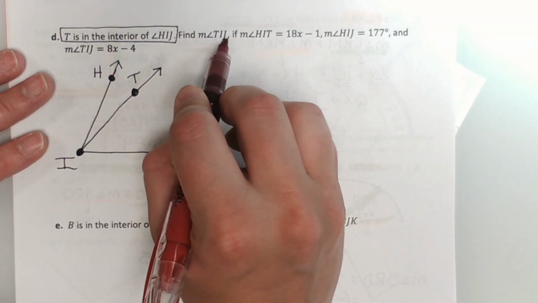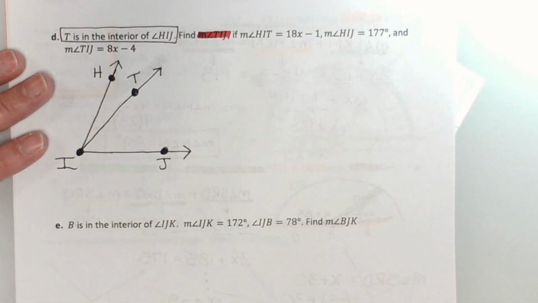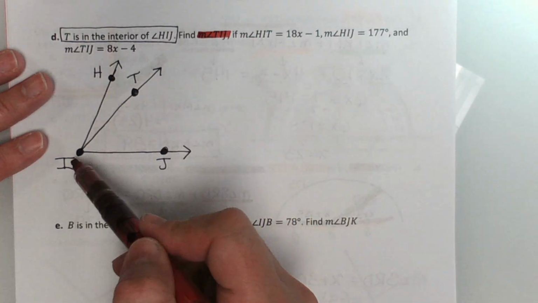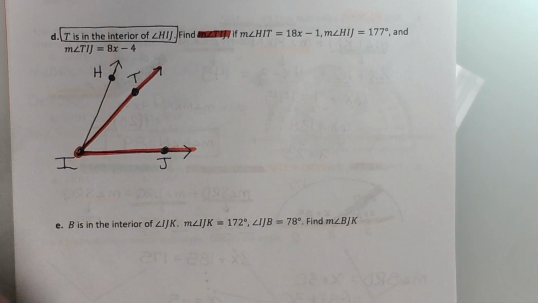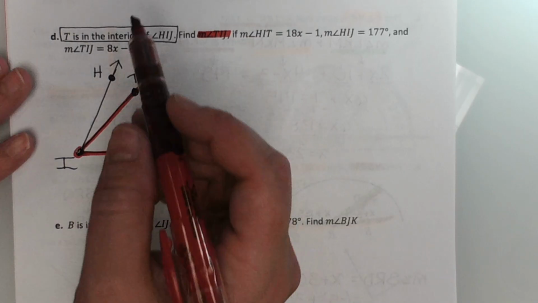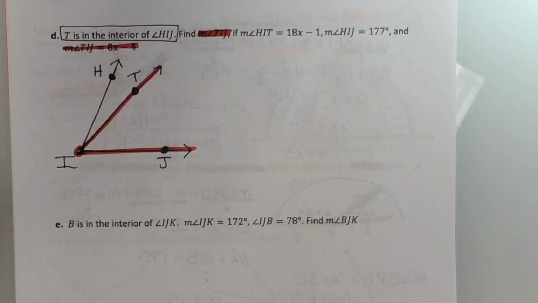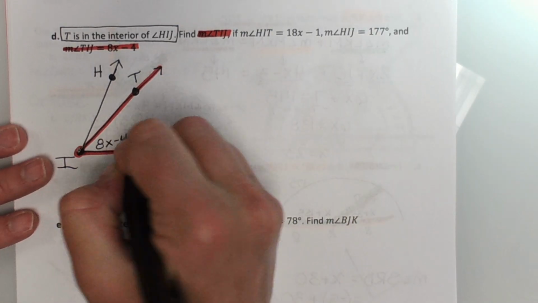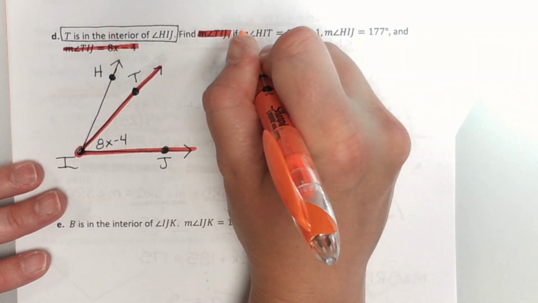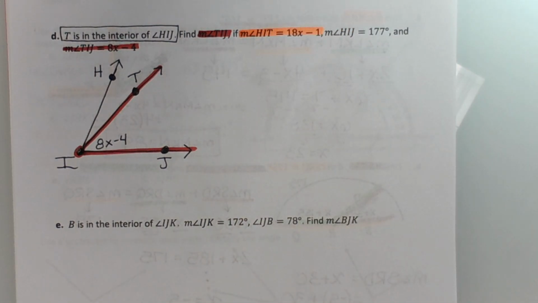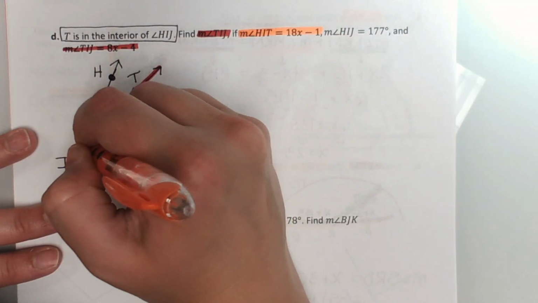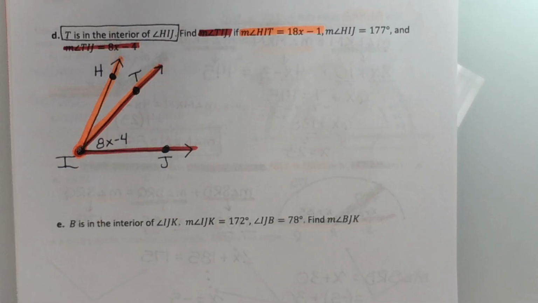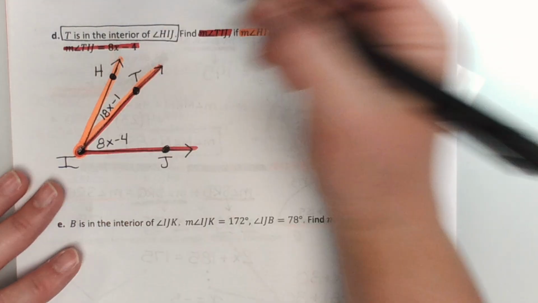Find the measure of angle TIJ. Is TIJ the tiny one, the medium one, or the big one? Medium. I in the middle goes towards T, goes towards J. That's what we're looking for. We are also told down here, by the way, that TIJ is 8x minus 4. We are told that measure of angle HIT is 18x minus 1. HIT, is that the little angle or the big one? I is the vertex, go towards H, go towards T. There's the little one. 18x minus 1.